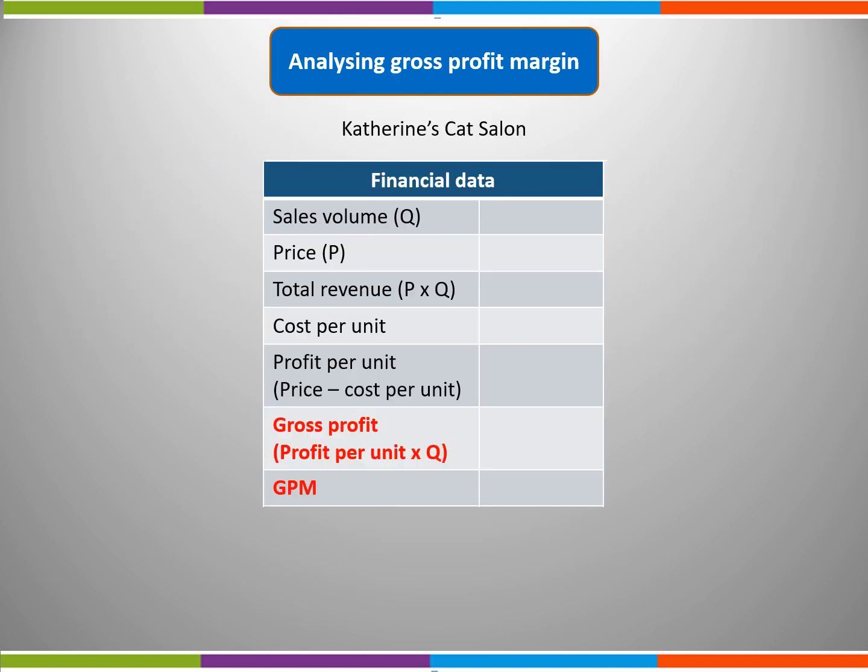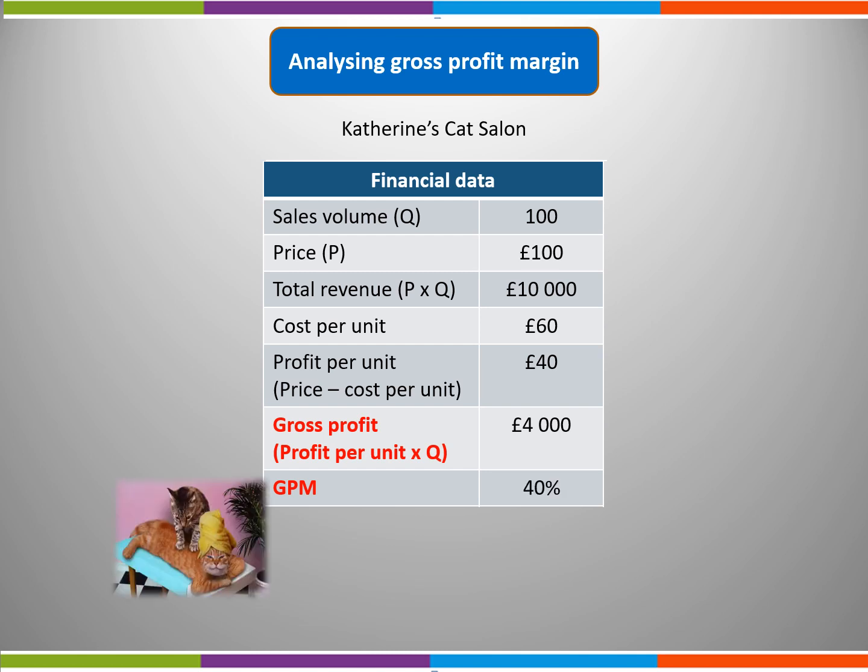Let's look a little closer at how we came up with the figures on the income statement. As Catherine's Cat Salon is in a niche market, it only has 100 customers per month. However, they pay a relatively high price of £100. This means that total revenue is £10,000 per month. As its products are high quality, they are expensive. The cost of sales for each customer, such as cat shampoo, is £60 per unit. This gives a profit per unit of £40. Gross profit for the business is the profit per unit times the number of customers, giving us £4,000 a month and a gross profit margin of 40%.